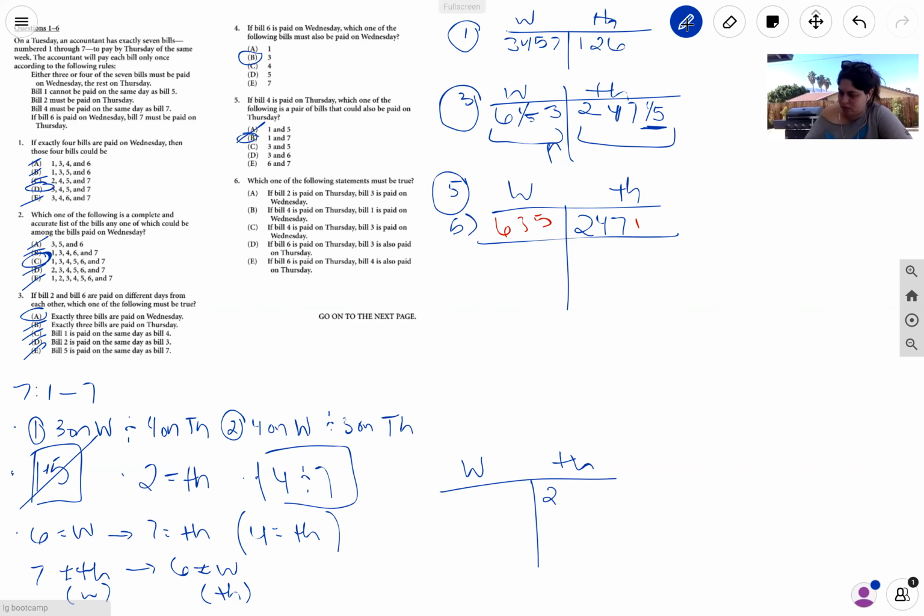Sure. So C says 3 and 5. So we'd put in 2, 4, and 7 here. And we know that there can only be one more possible thing paid on Thursday, right? We know that they have to be in 3 or 4. So can we possibly fit 3 and 5 in Thursday on top of 2, 4, and 7? No. So C can't be my right answer either. Make sense so far?